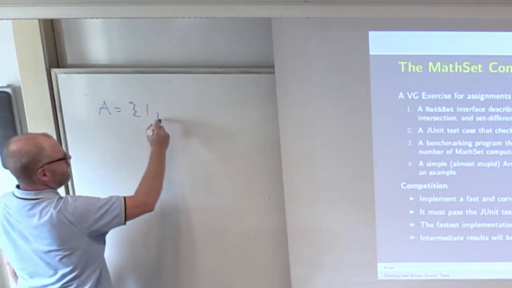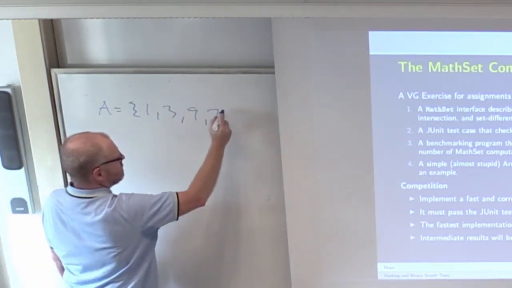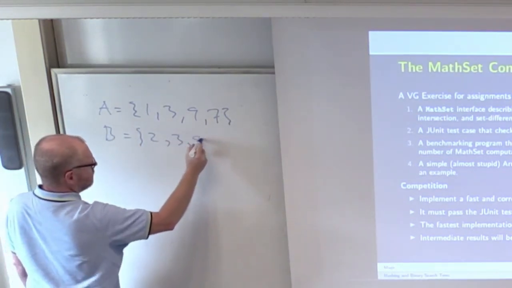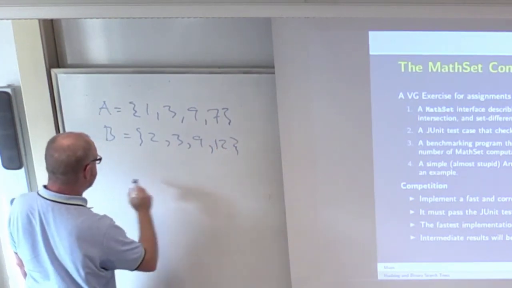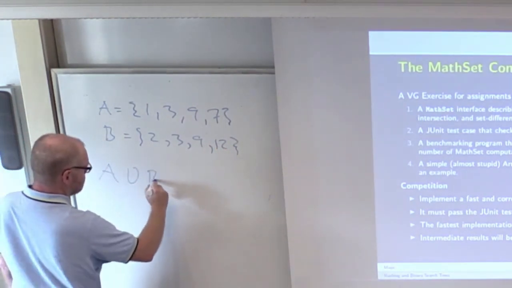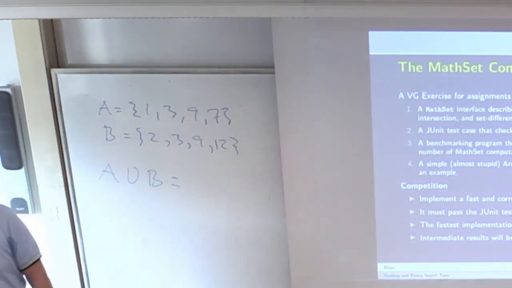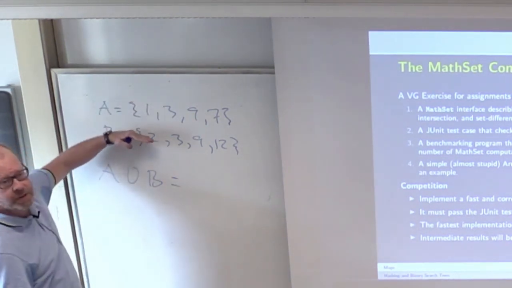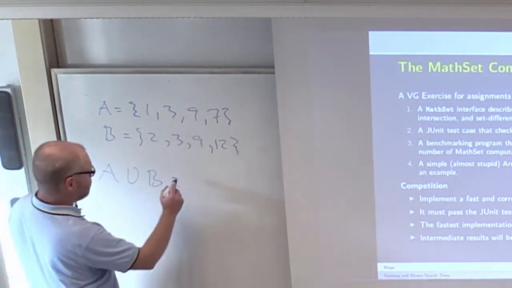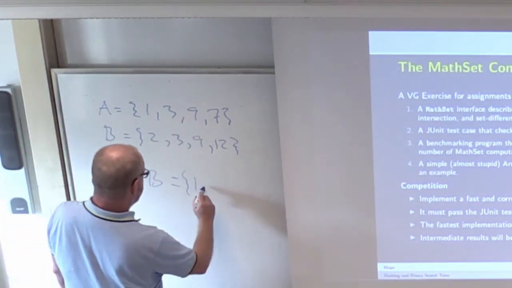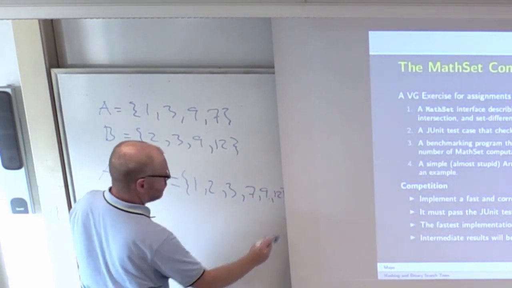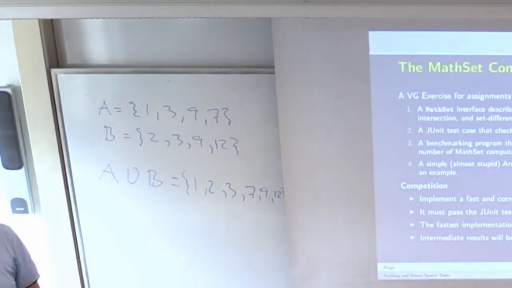Assume that we have a set A: 1, 3, 9, 7. We have another set. B is 2, 3, 9, 12. A union B is then what? It is all elements here and all elements here, but no duplicates. So it will be, well, 1, 2, 3, 7, 9, 12. Not necessarily sorted as I did them here.